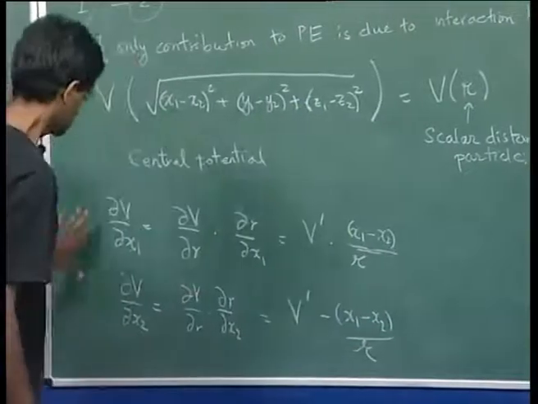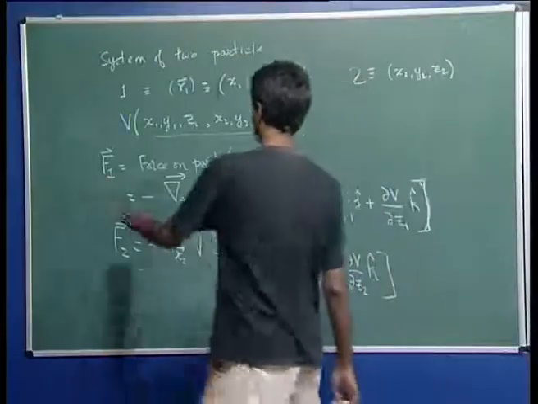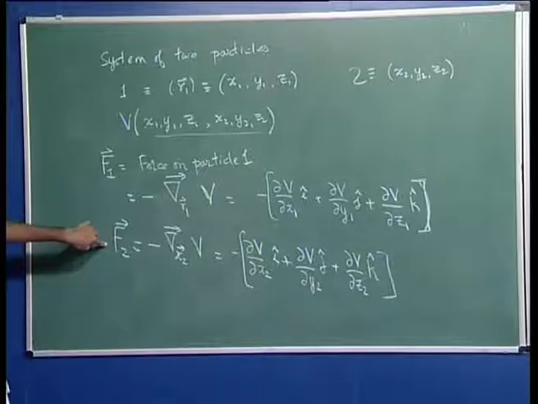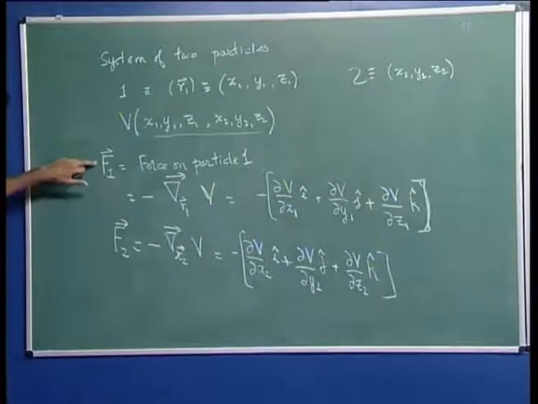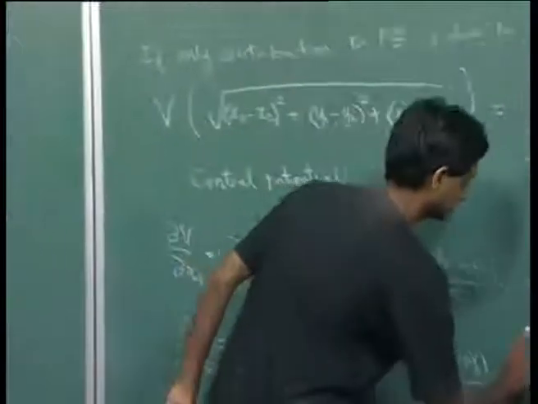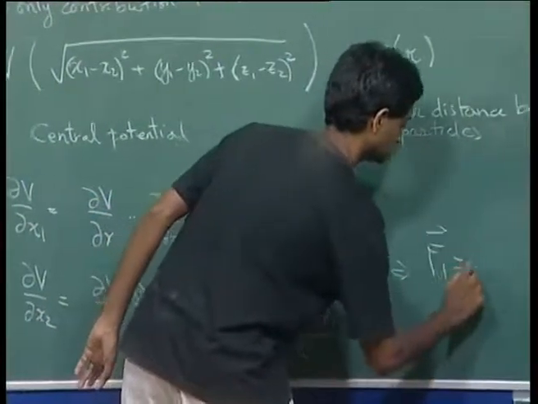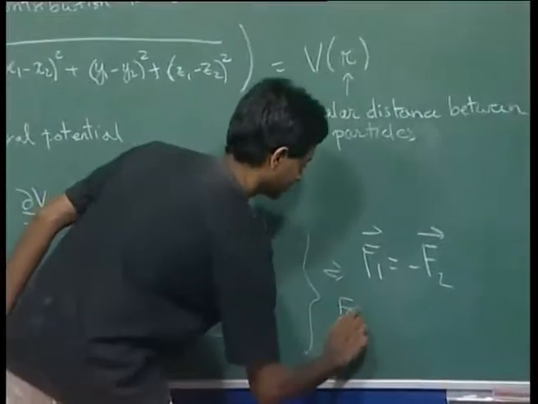You can take this argument through and show that the force acting on particle 1 will be the negative of the force acting on particle 2. So the forces on the two particles are opposite. F1 equals minus F2. This implies that the forces are equal and opposite.